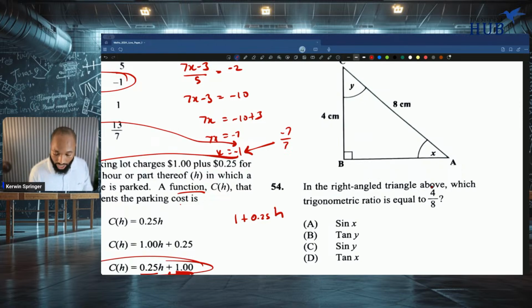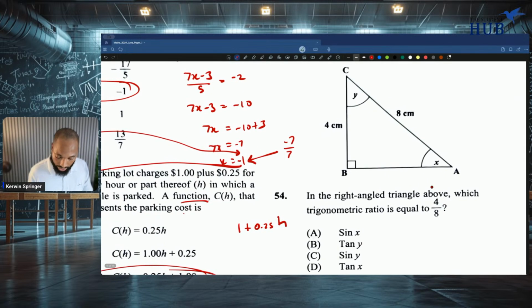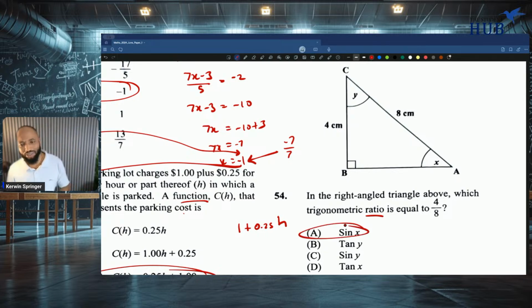In the right angle triangle above, which trigonometric ratio is equal to 4/8? So if I'm dealing with x, that would be sine of x. Oh, are we getting so lucky? A is always the answer, so why? Because this is opposite over hypotenuse. If I did it in y, it would be cos of y, and there's no cos of y here. So sine of x or cos of y.